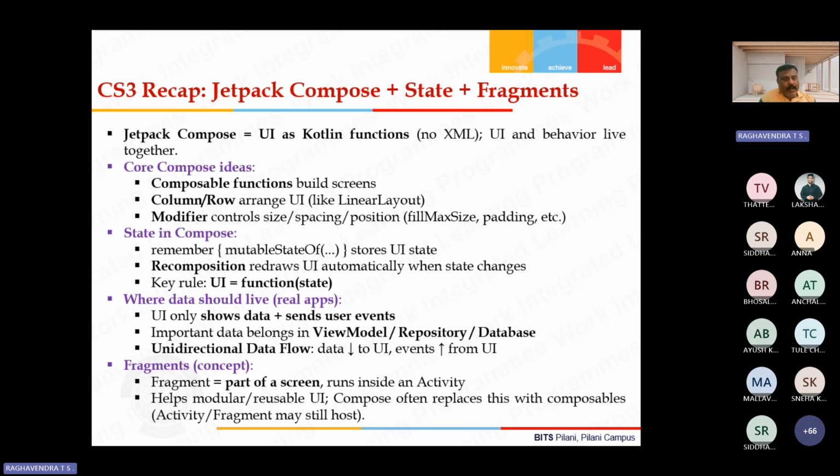The key rule is that the UI is always a function, and the question is where data should live. In a real application, the UI only shows the data and just sends the events which are happening or triggered, as a notification. Important data belongs to the view model, the repository, or the database, and it will be a unidirectional data flow: data to the UI and events from the UI.